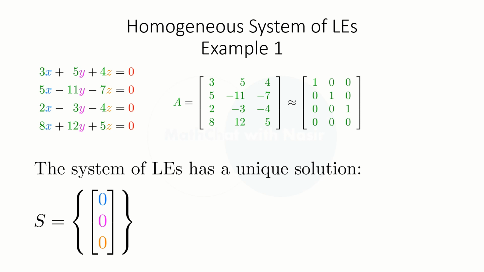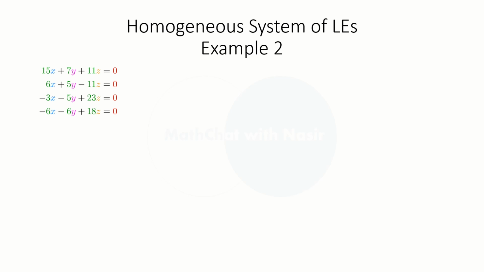Earlier we saw that the solution of a homogeneous system of linear equations was a subspace of Rn, in this case a subspace of R3. The basis of the solution subspace S is the empty set and the dimension of S is 0. This is the second example of a homogeneous system of linear equations. We have 4 homogeneous linear equations with 3 unknowns.